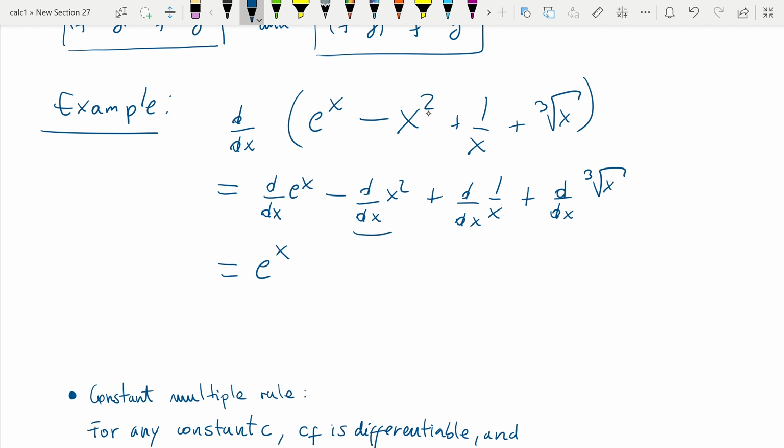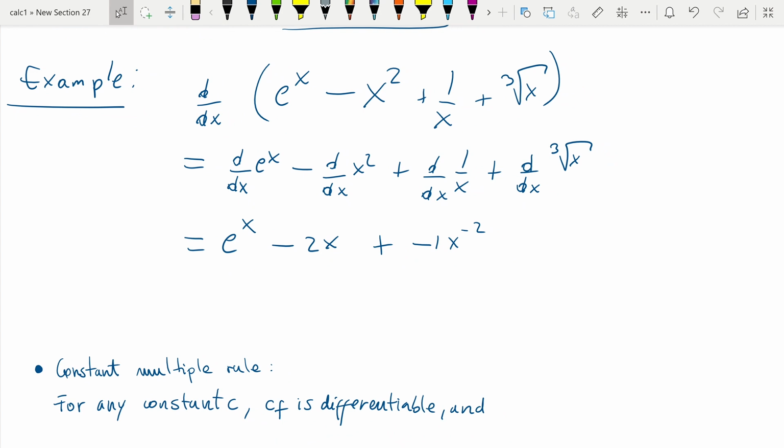Using the power rule, we can find out that this is 2x to the 2 minus 1, which is just 1, so minus 2x. Again, by the power rule, what is the exponent here? This is x to the minus 1, so when we apply the power rule, we get minus 1 times x to the minus 2, so it's going to be 1 over x squared, and then plus the derivative here. What is alpha? Again, the power rule. Alpha here is 1 over 3, so we get 1 over 3 x to the 1/3 minus 1.